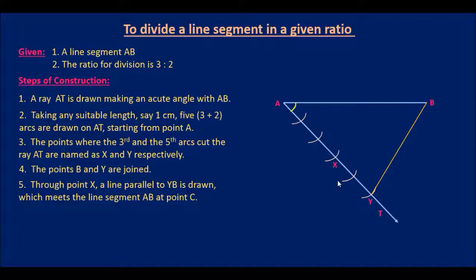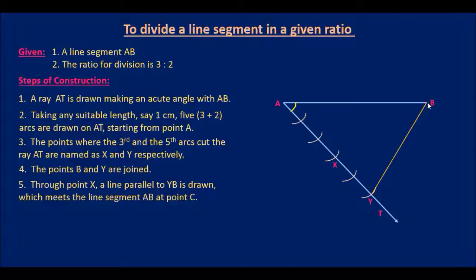So how to draw a line parallel to YB through this point X? In order to draw a line parallel to a given line, we have to have that line and a transversal, so that we can get two alternate interior angles equal or two corresponding angles equal. In order to get two alternate interior angles equal, in this case we have to get the transversal as BX.